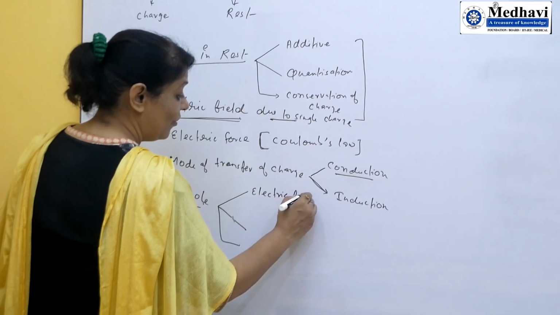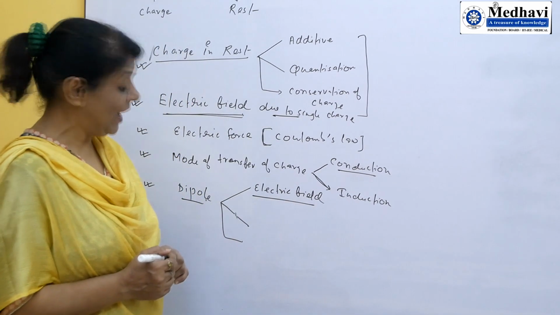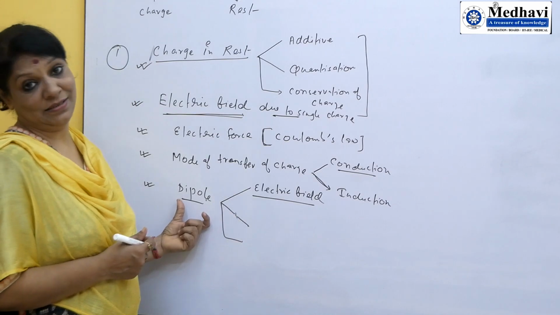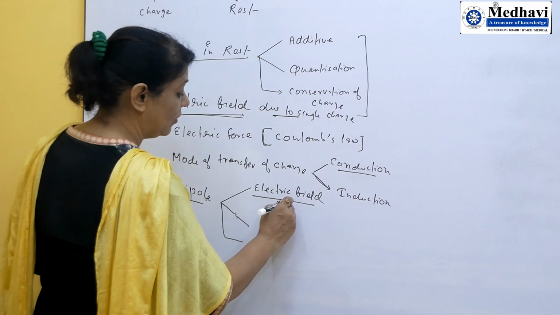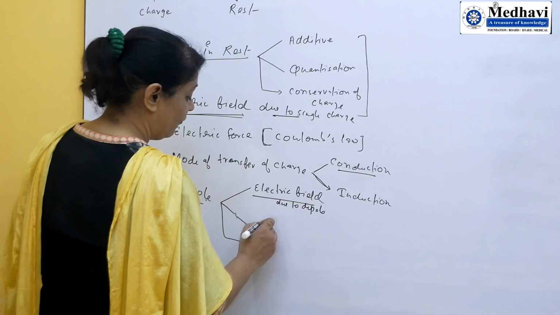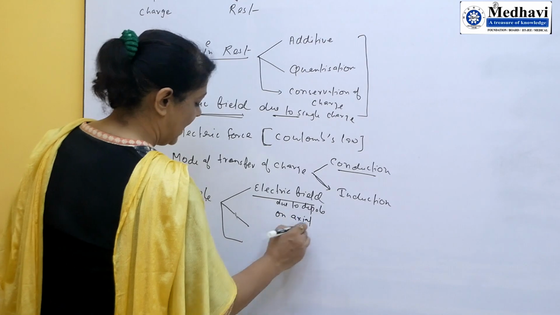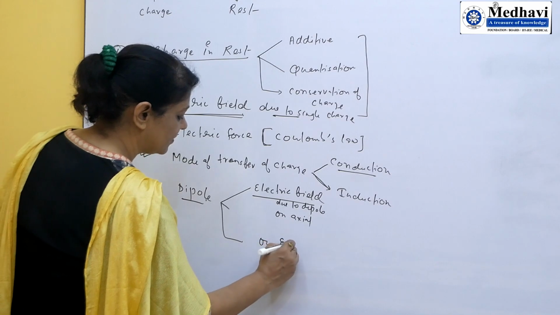So here we have to study electric field due to two charges, equal and opposite charge. So electric field due to dipole, and here we study on axial position. First is the axial, and second is on equatorial position.